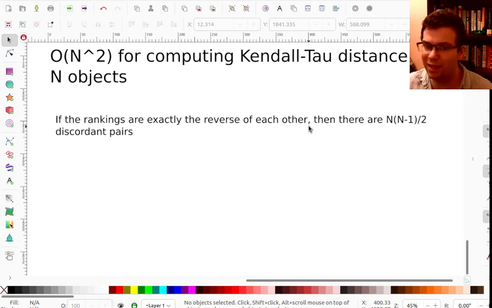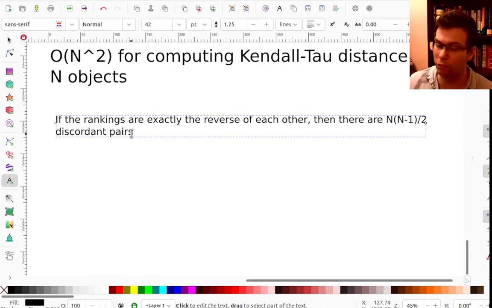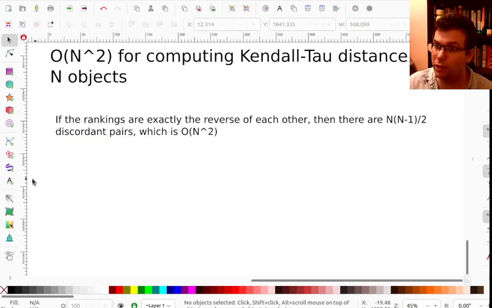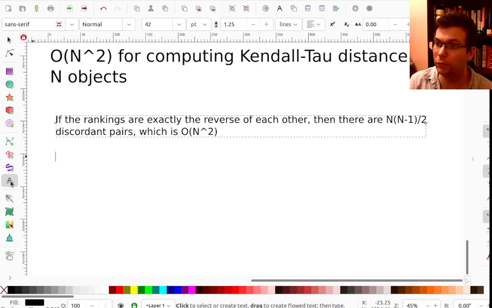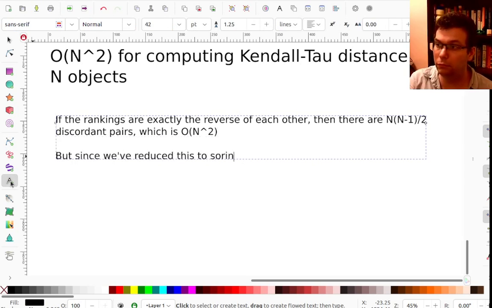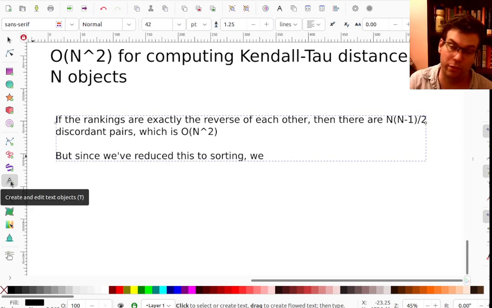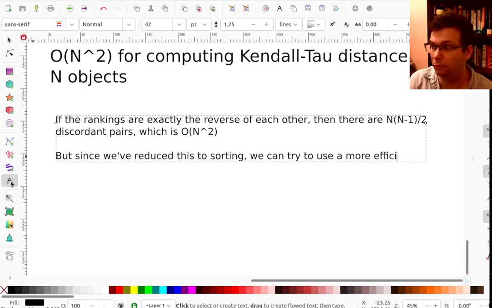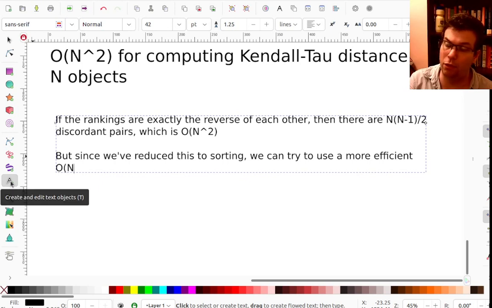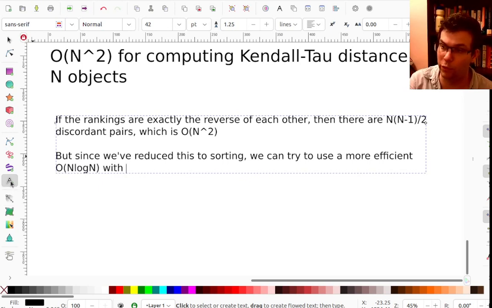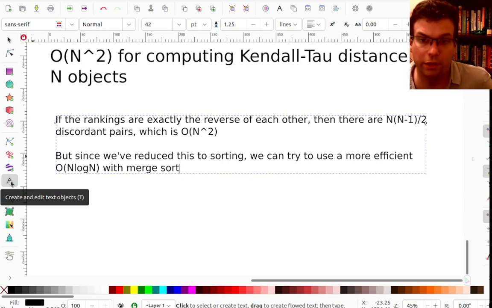So it makes sense that an algorithm to compute this directly would take big O of n squared, because n times n minus 1 over 2 is big O of n squared. All right? But since we've reduced this to sorting, we can try to use a more efficient algorithm. We'll say big O of n log n with merge sort. So that's what we're going to try to do.